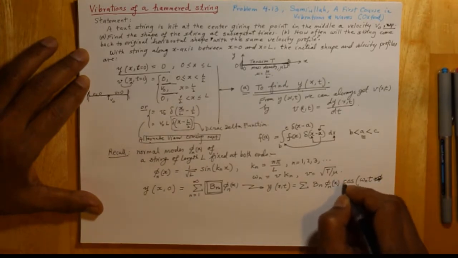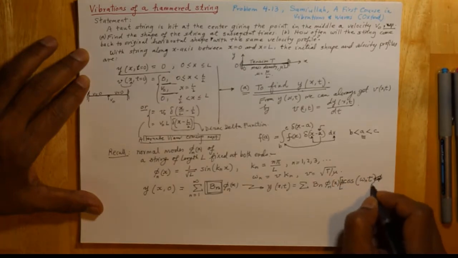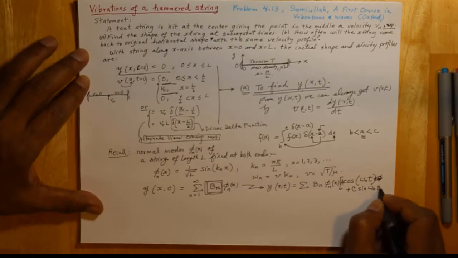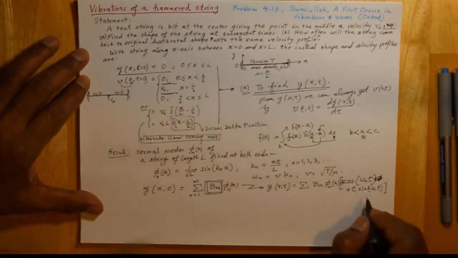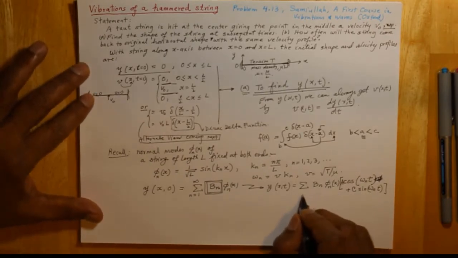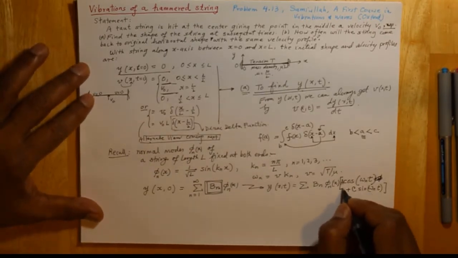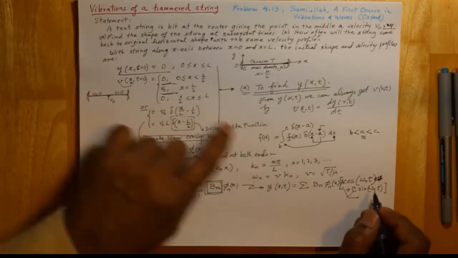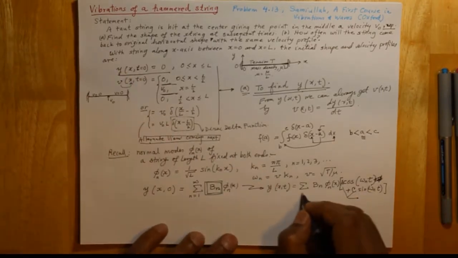let's write this like some a cosine omega n t plus we'll call c sine omega n t. Rather than a phase, I'm going to write it using sine and cosine. So that will be the answer, and we can figure out what the a's and c's are from the given initial condition.